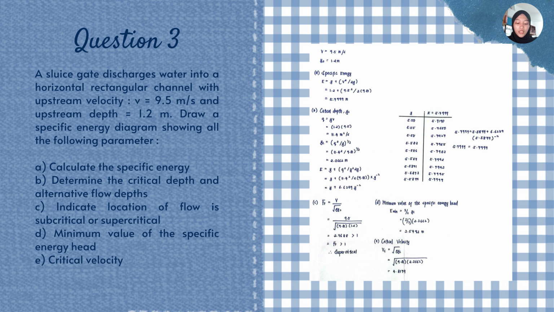Okay, I will continue with question D, the minimum value of the specific energy. The formula is E min equals 3/2 yc. So we got 3.5493 meters. And the last one is critical velocity. We substitute the value into the formula Vc equals square root of g yc and we got 4.8179.